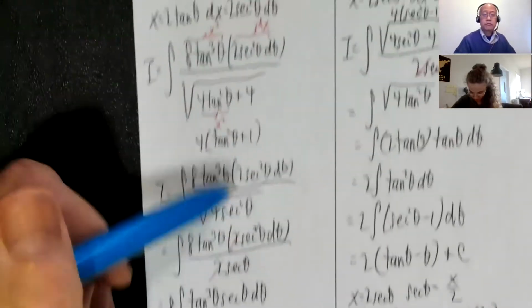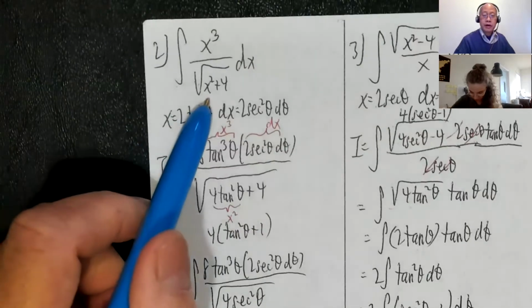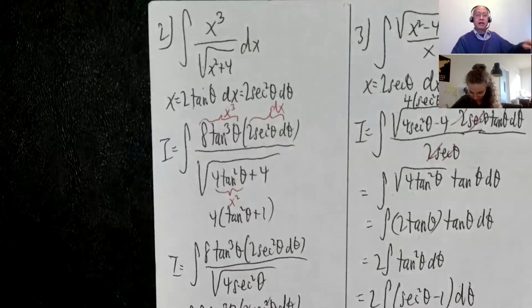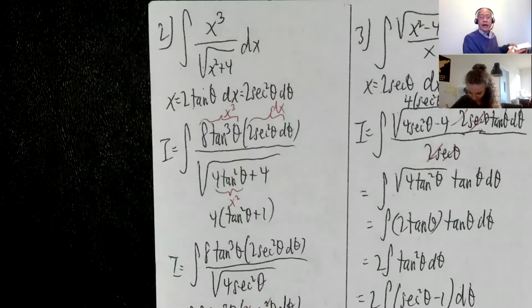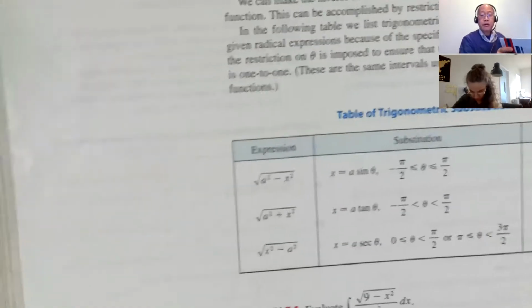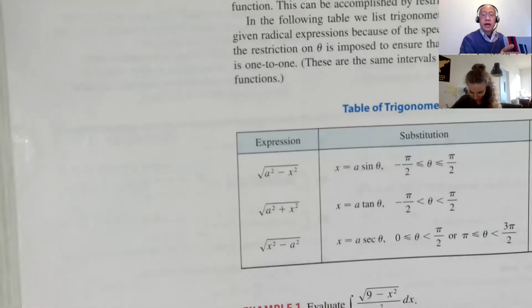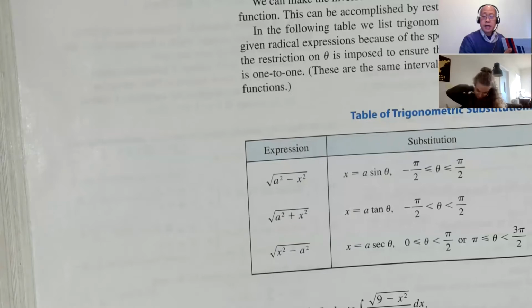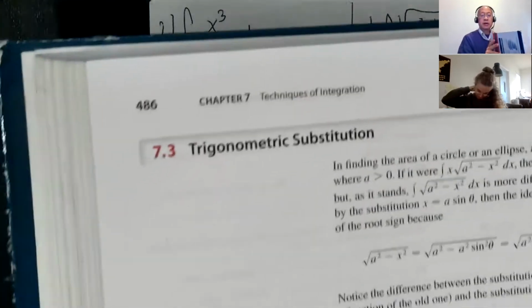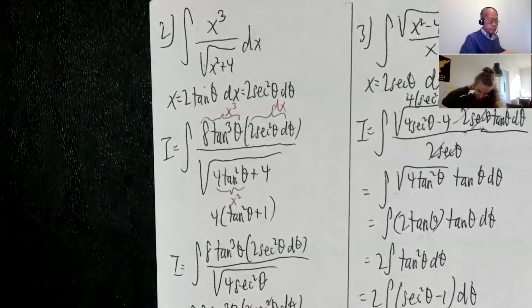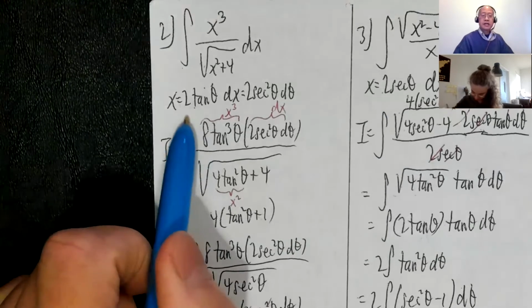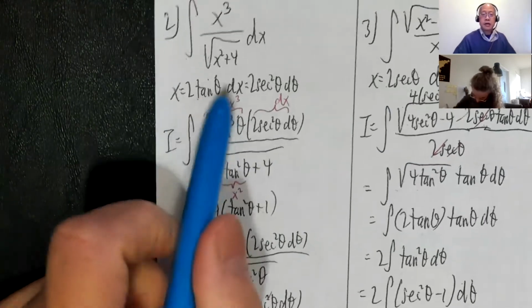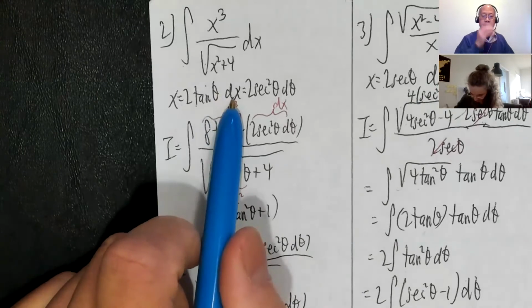Now number 2. That one had a plus, and only one of them had the plus. That was the middle one, right? X squared plus 4. The middle one, a squared plus x squared. So again, a is 2. So x is a tan theta, meaning 2 tangent theta. It's on page 486. So x equals 2 tangent theta, and dx is 2 secant squared theta d theta.